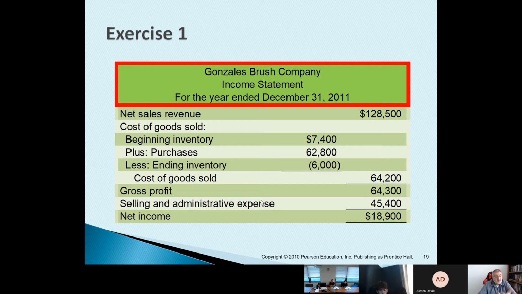So in order to figure out how much money this brush company made, they have to know, okay, well, my gross profit is my sales minus my expenses for the stuff that I sold. It gives me my gross profit. But then I also have to pay my salesman and I have to pay my electric bill and my gas bill and all of those other expenses that I have. So that's the SG&A. So my net income, how much I have left over once I pay all of my bills, is $18,900.